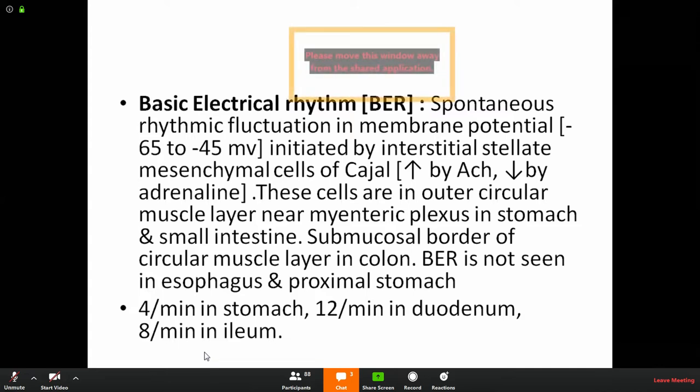Significance is that. Okay, Raksha, significance is that. Whenever basic electrical rhythm is generated, then only the peristaltic wave of contraction occurs. If there is no basic electrical rhythm generated, then the peristaltic wave of contraction does not occur. Right?